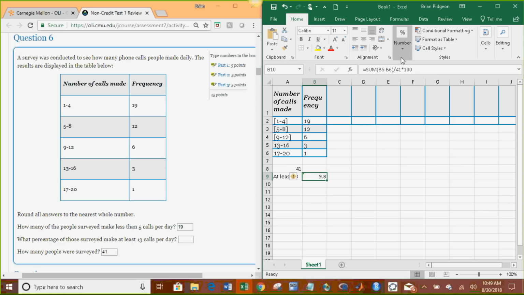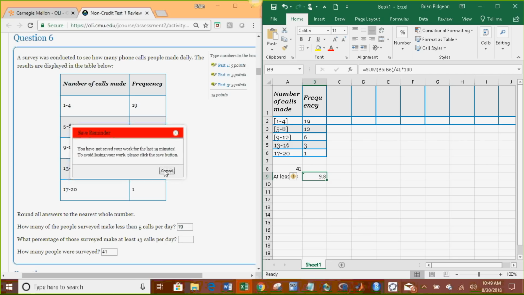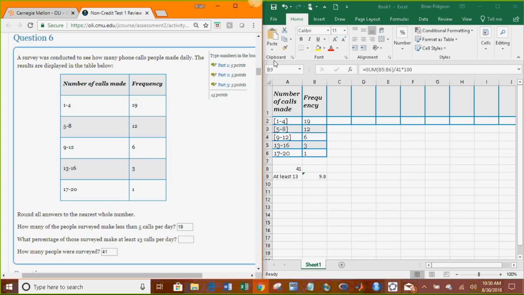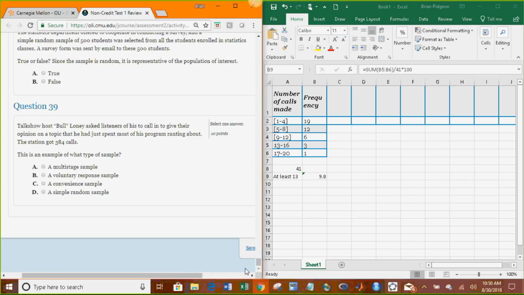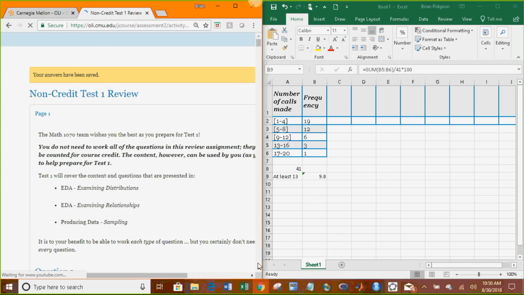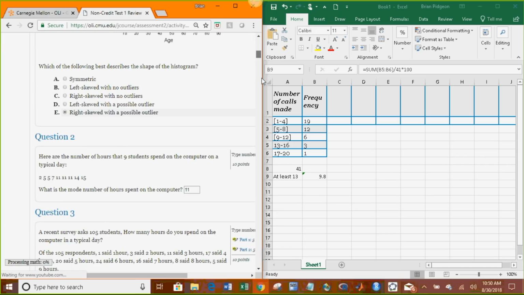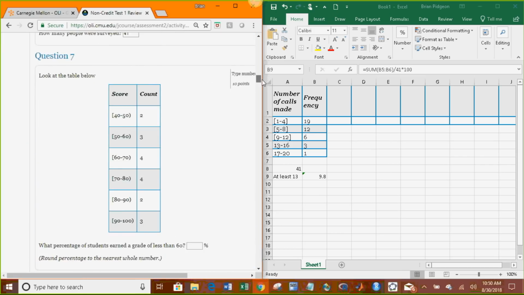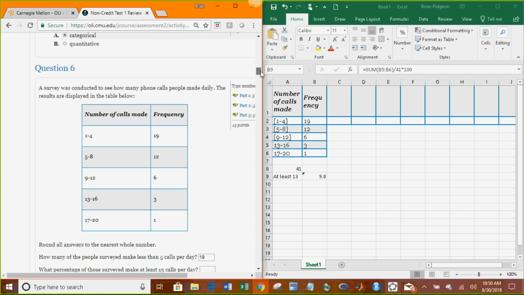Let's see if that is... You have not saved your work for 15 minutes. Well, let's save our work just in case. Save. All right, good. Going back to it, we're on number 7, right? Yeah. No, we're on number 6.